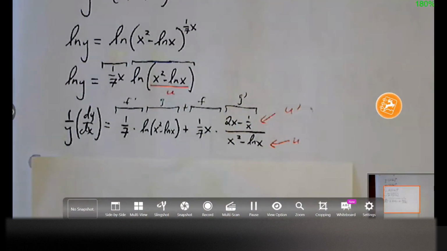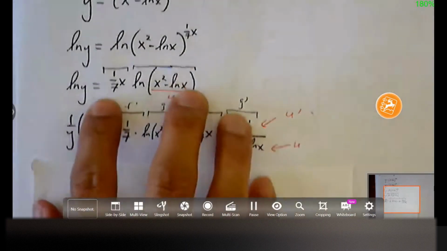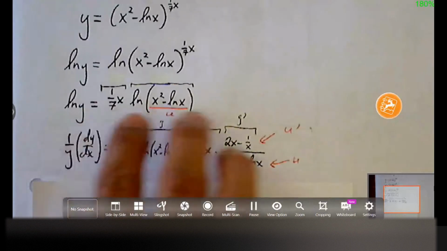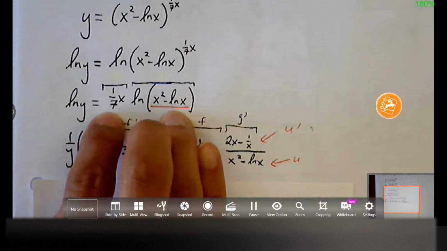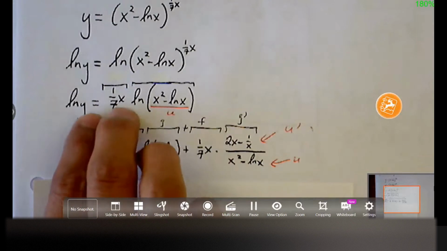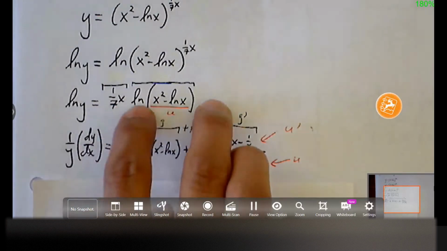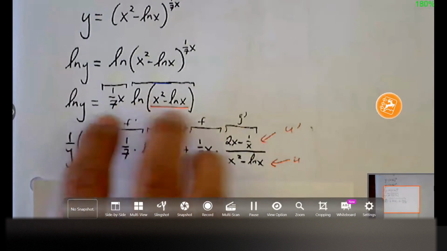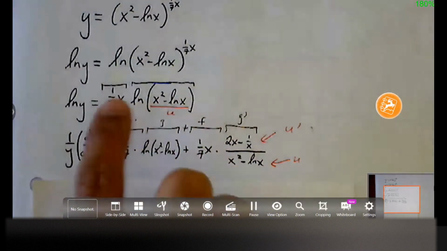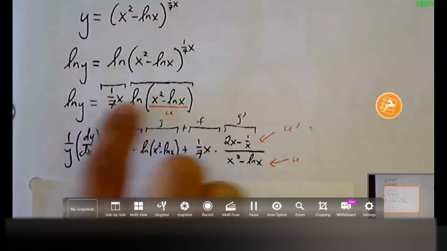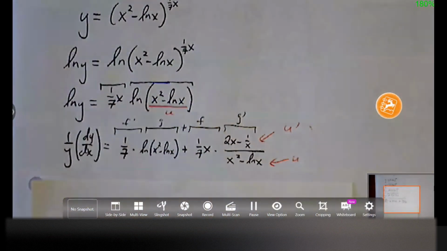Mr. Yang, how do you know when to use product rule? We know when to use product rule when you have two separate expressions that are being multiplied with each other. You see how 1/7 x is a different function than natural log, and these are outside each other, but they're also being multiplied with each other? Okay, and I'm asking for the derivative, so that's when we know we have to do product rule.